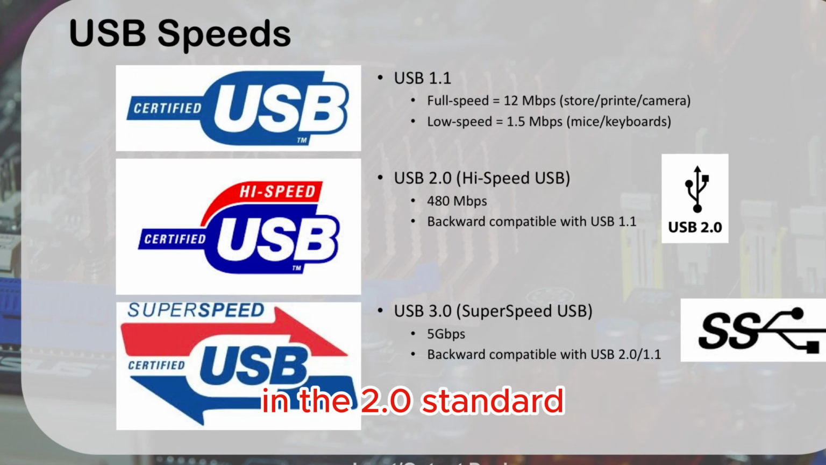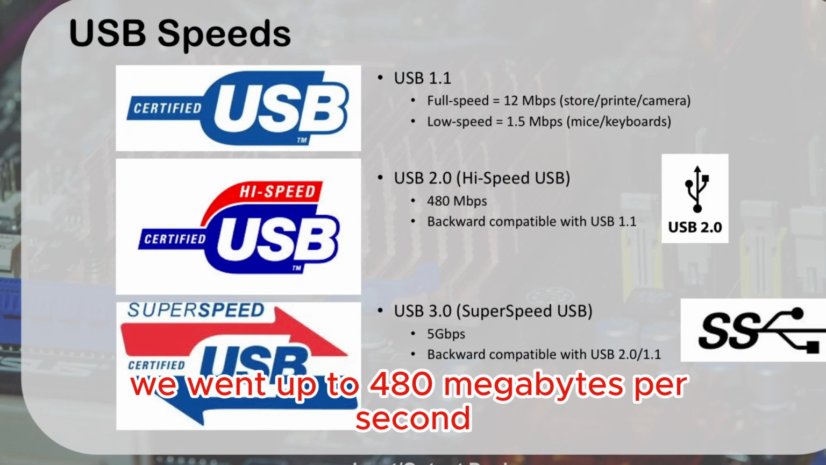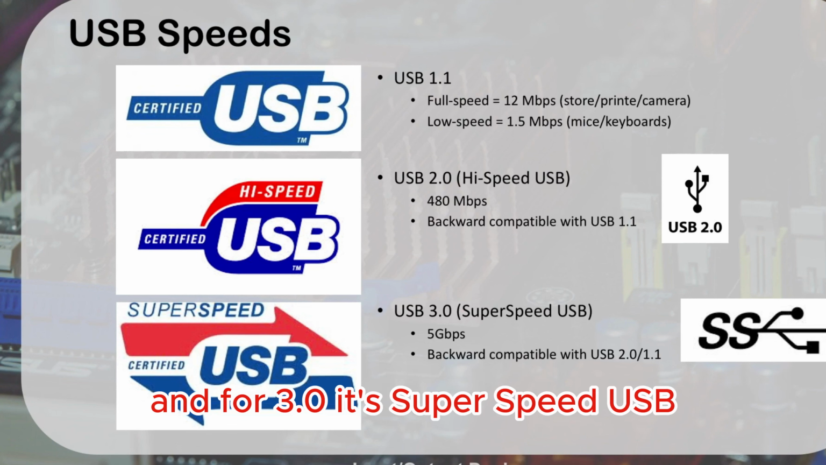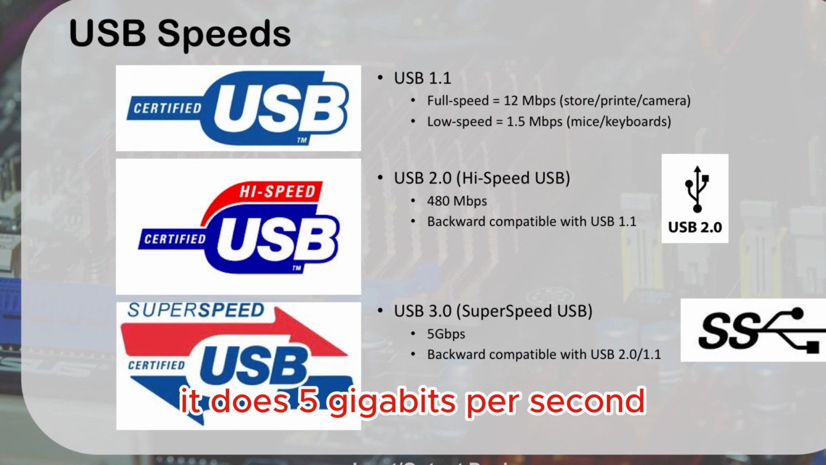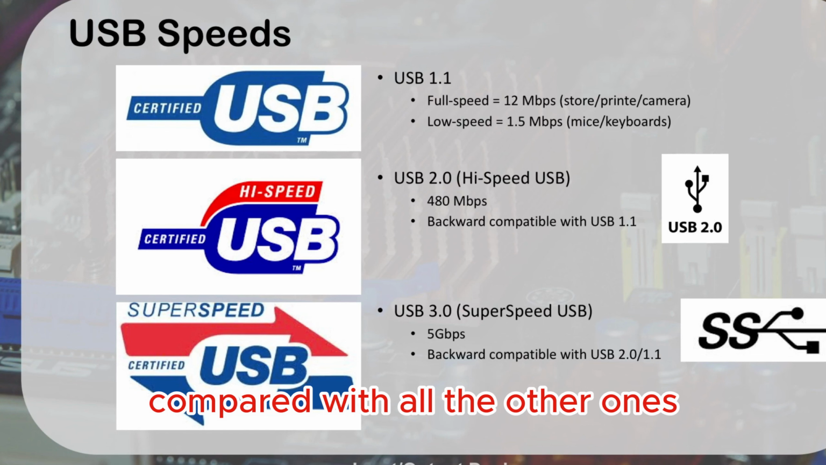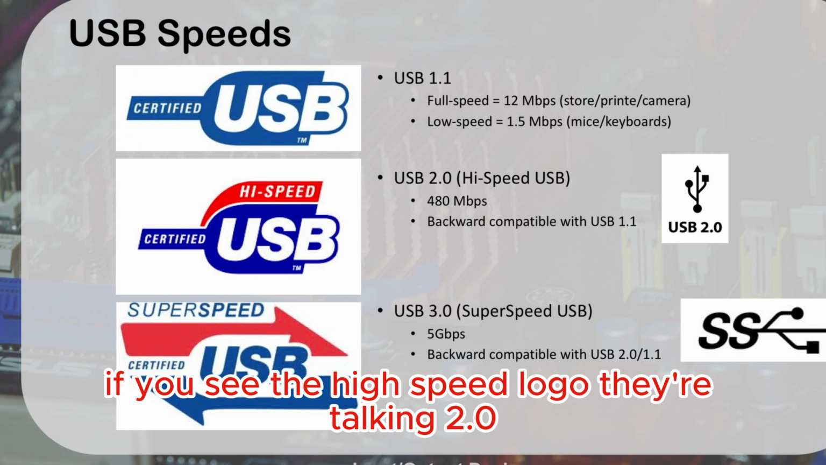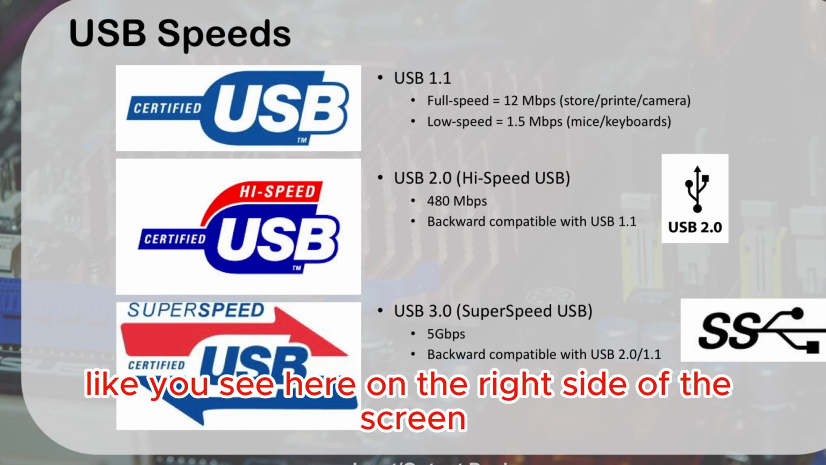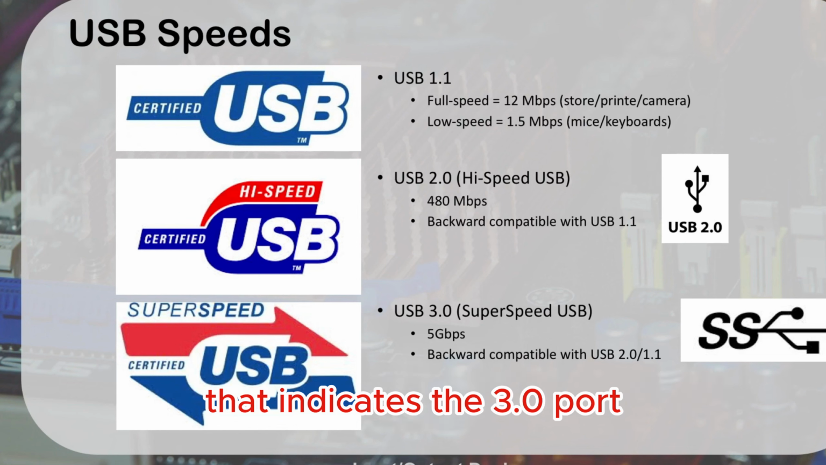In the 2.0 standard, we went up to 480 megabits per second, and it did allow backwards compatibility with USB 1.1. And for 3.0, it's SuperSpeed USB. It does 5 gigabits per second, and it is still backwards compatible with all the other ones. If you see the High-Speed logo, they're talking 2.0. If you see SuperSpeed or an SS on the port, like you see here on the right side of the screen, that indicates it's a 3.0 port.